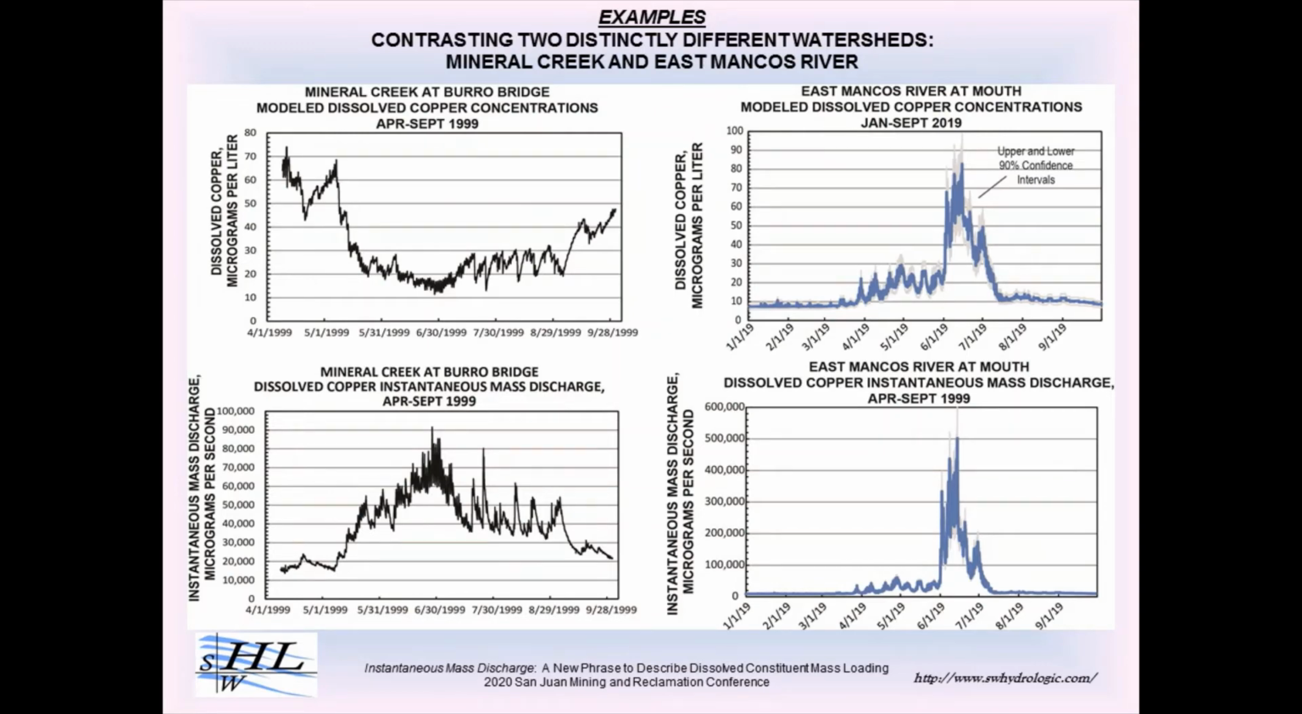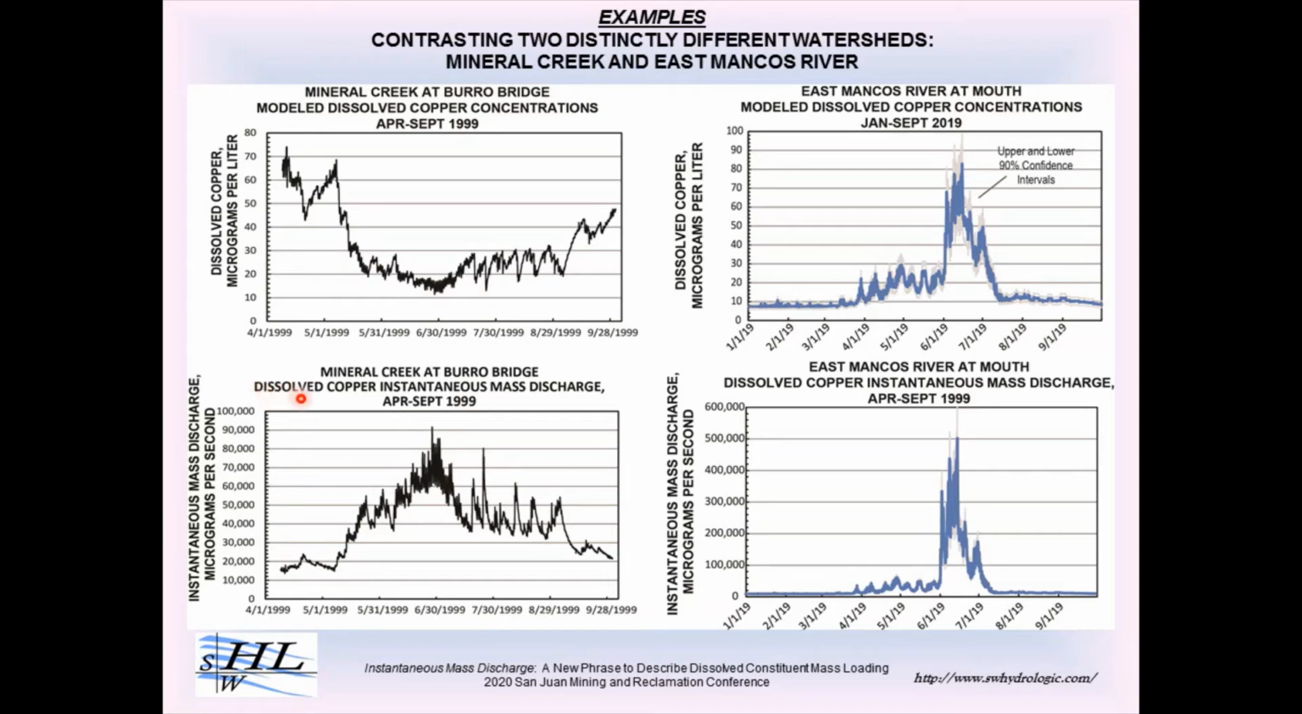And so we can continue with this analysis. Modeled dissolved copper concentrations are shown here, where, typical of most watersheds, snowmelt dilutes the concentrations. Whereas over here in the East Mancos, increasing discharges create increasing concentrations. This graph shows the upper and lower 90% confidence intervals, which actually I should be showing over here on these other graphs. We'll talk about this some more later.